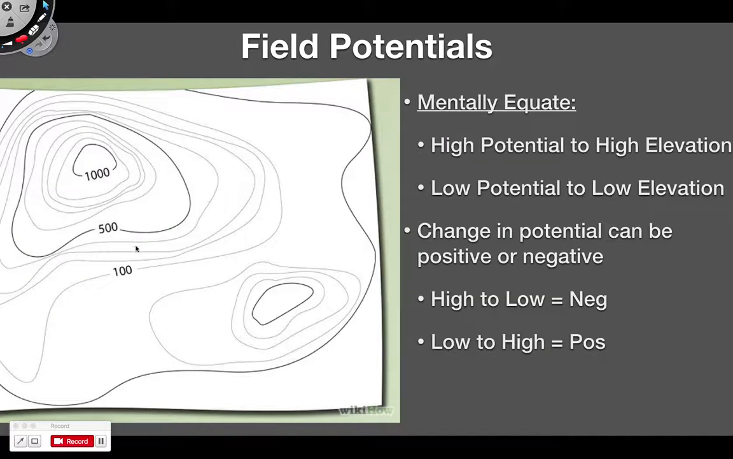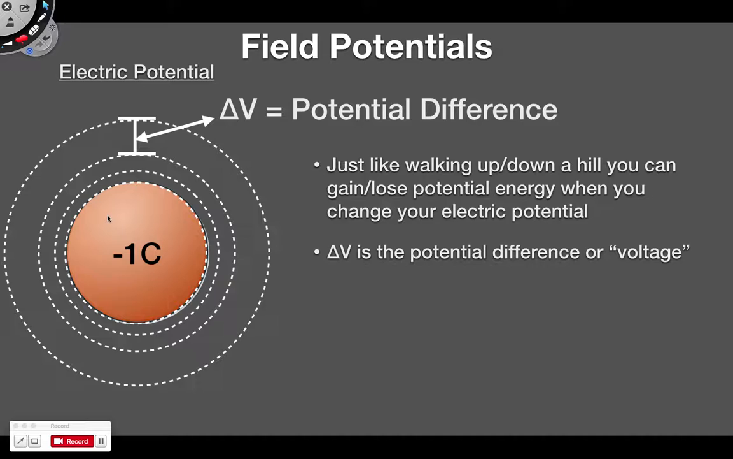A simpler one is this. If I go from 1,000 feet to 500 feet, what's final minus initial? What's my change in potential? What's my difference? Well, that's negative 500. So if it goes from high to low, it's negative, and low to high is positive. And that's something we call the potential difference.